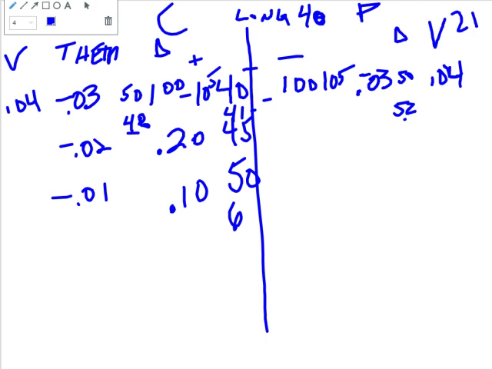The synthetic short is buy the put and sell the call both at the money. Yes, delta of the call plus delta of the put equals 100. Very good, Gary. You're all over it.